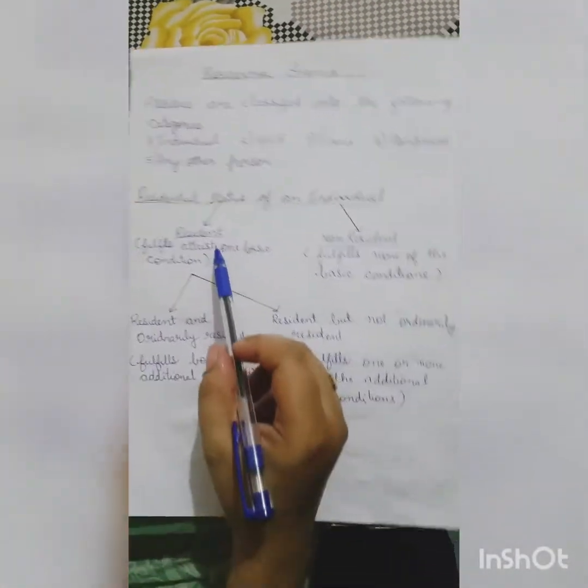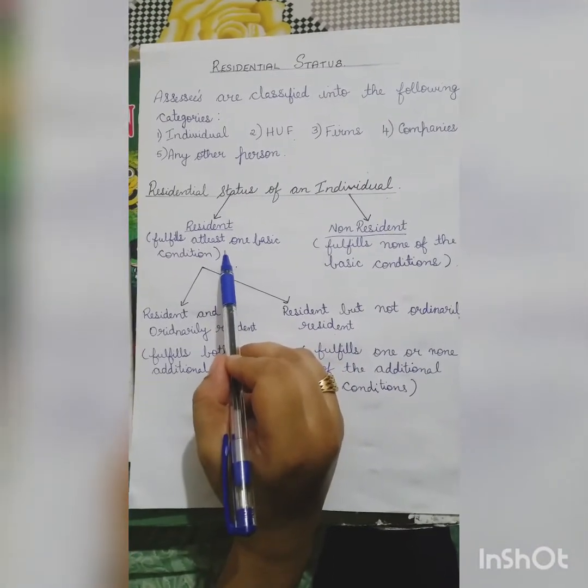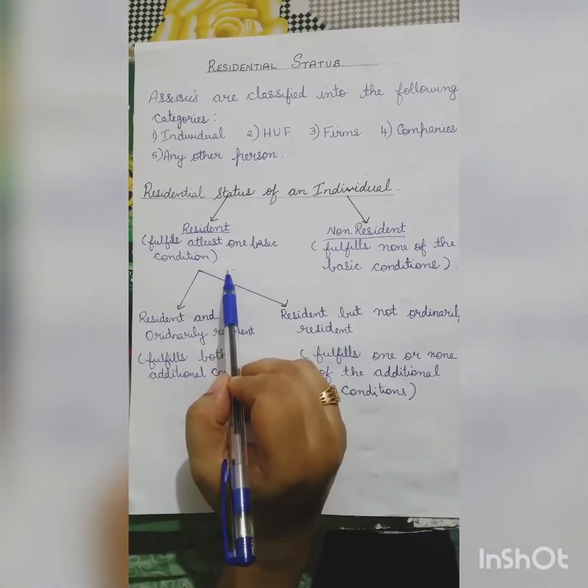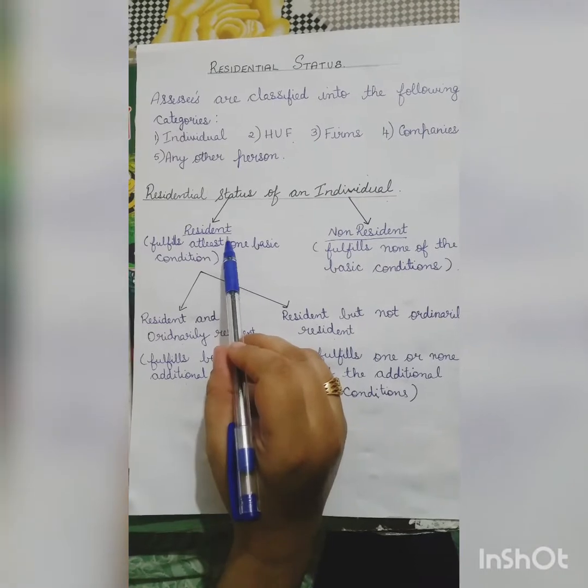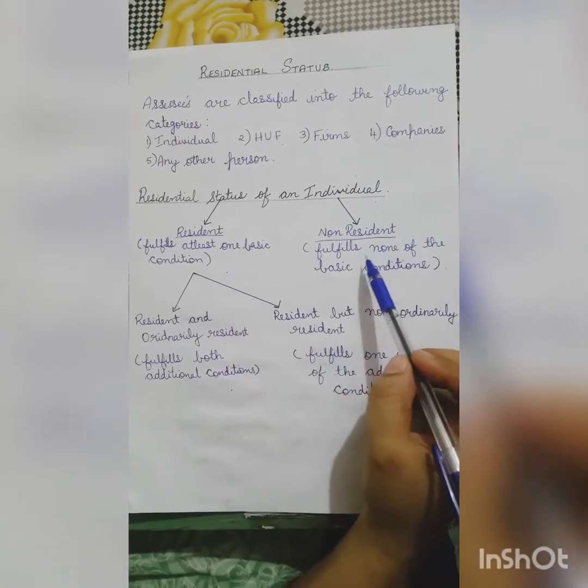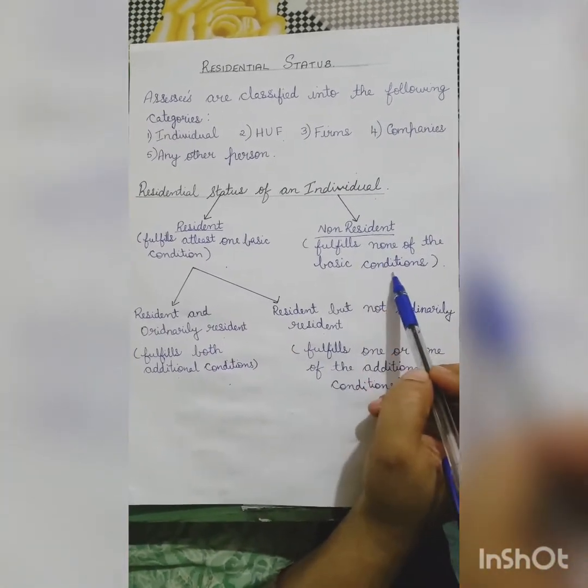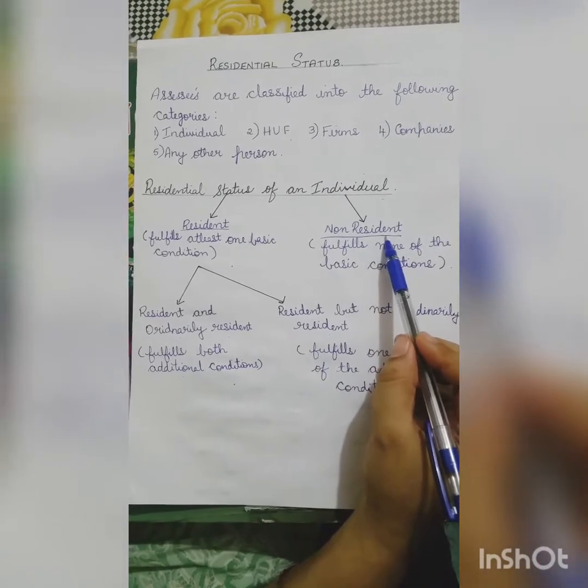For a person to be called a resident, he should fulfill one or both of the basic conditions. Then the individual is called a resident. And if the individual fulfills none of the basic conditions, then he is called a non-resident.